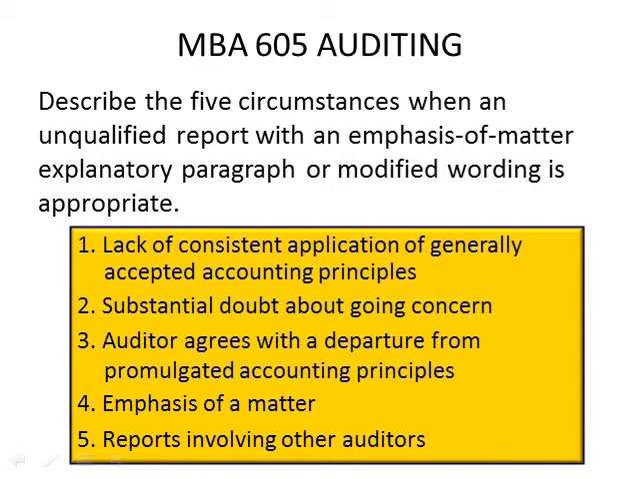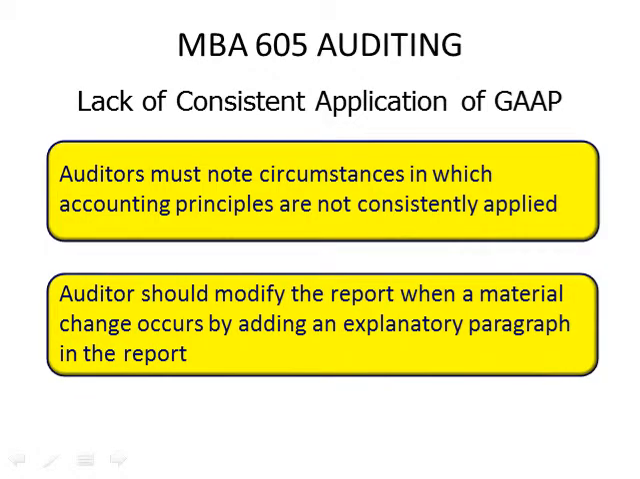The other issues are when the auditor agrees with a departure from the accounting principles, an emphasis of matter, or reports involving other auditors. So when we talk about this lack of consistent application of GAAP, auditors must note the circumstances in which accounting principles are not consistently applied. Auditors should modify the report when a material change occurs by adding an explanatory paragraph in the report. And what we'll do in this paragraph is also speak to the magnitude of this lack of consistent application of accounting principles.